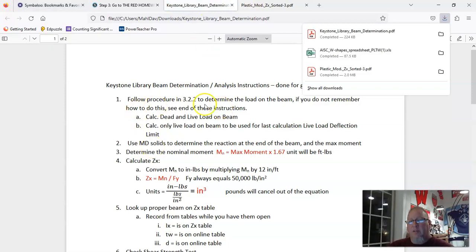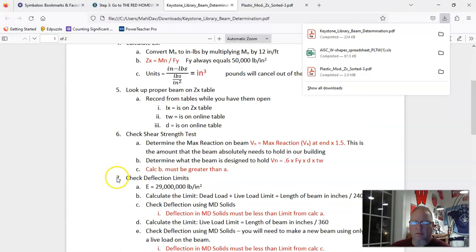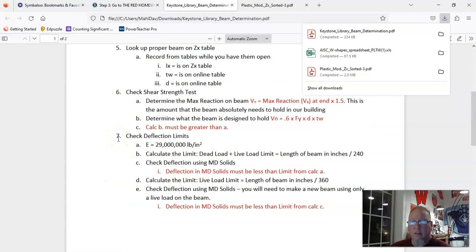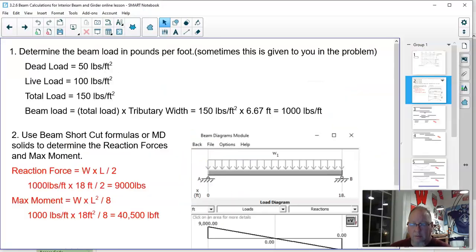I'm not going to keep flipping back and forth between this one and my PowerPoint presentation though, because I took all of these directions and I put them into the PowerPoint presentation. So I'm going to do calculation 1, 2, 3, 4, 5, 6, and 7, showing you how I did all those. So first off, I'm going to close that and get the PowerPoint presentation back up. So here is calculation number 1.